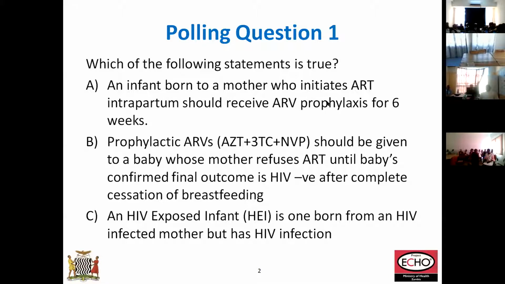What should be done if a 12 weeks old breastfeeding baby comes to the clinic who has not taken prophylactic ARVs? Mother is not yet on ART. A, initiate lifelong ART in the mother and prophylactic ARVs in the baby and give for 12 weeks. B, initiate lifelong ART in the mother and prophylactic ARVs in the baby, and only give for 6 weeks. C, there is no need to initiate prophylactic ARVs in this child. D, none of the above.